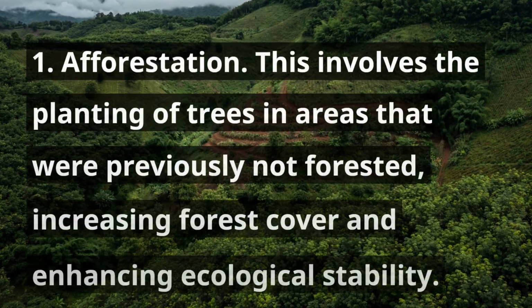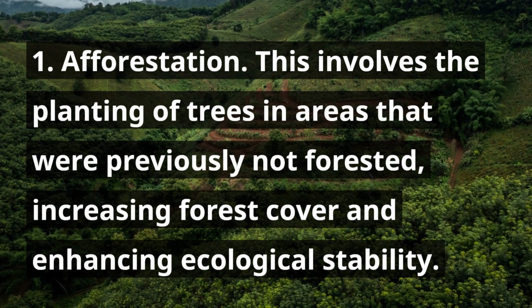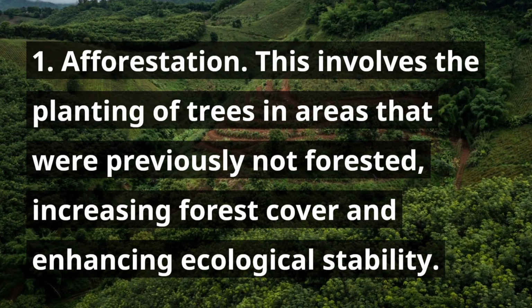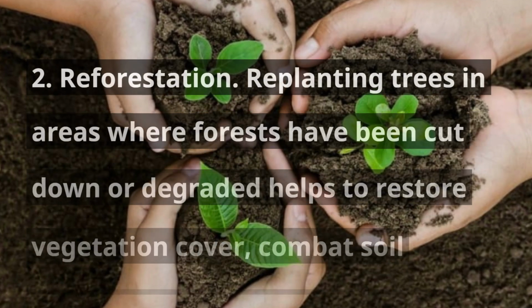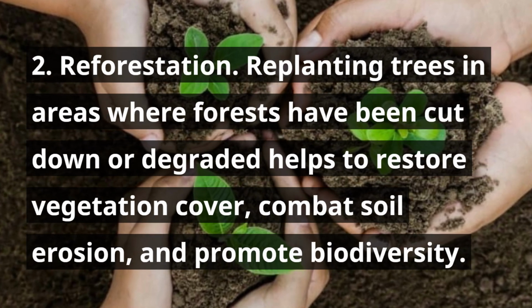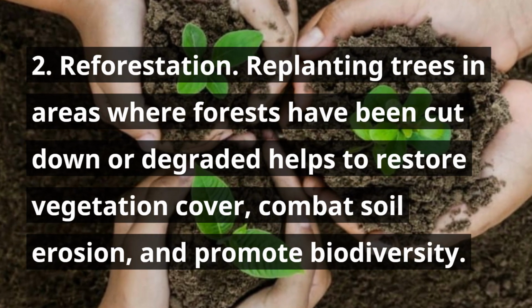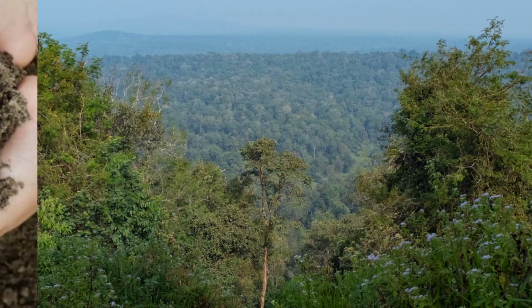1. Afforestation. This involves the planting of trees in areas that were previously not forested, increasing forest cover and enhancing ecological stability. 2. Reforestation. Replanting trees in areas where forests have been cut down or degraded helps to restore vegetation cover, combat soil erosion, and promote biodiversity.